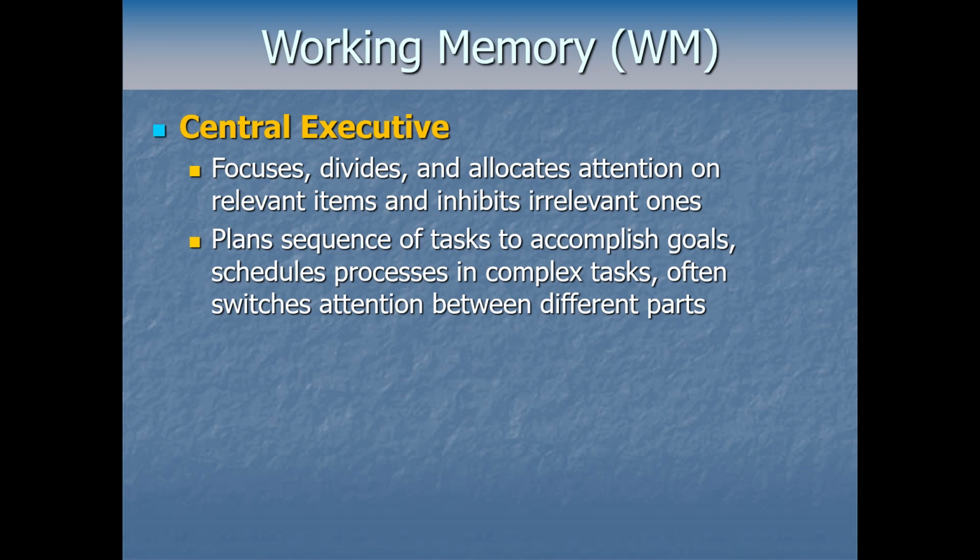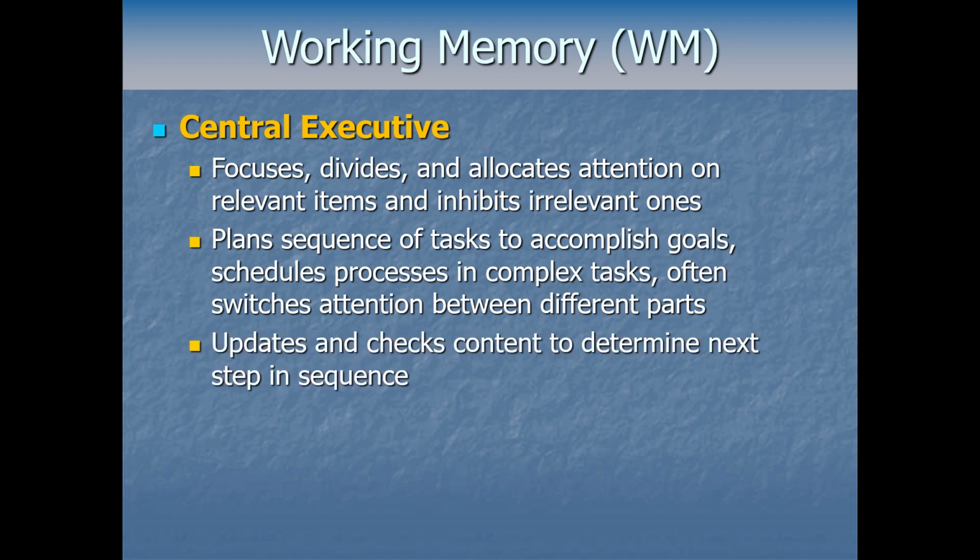This is often going to be helping us switch between different elements or steps in a process. And the whole time it's updating and checking the contents of those other components we talked about, like the phonological loop, the sketchpad, things like that, to determine the next step in a sequence so that we can accomplish those complex tasks. Like when we're doing a math problem in our head, or reasoning through someone's political argument, or maybe just weighing two different purchase options that might vary on 5 or 6 different dimensions.